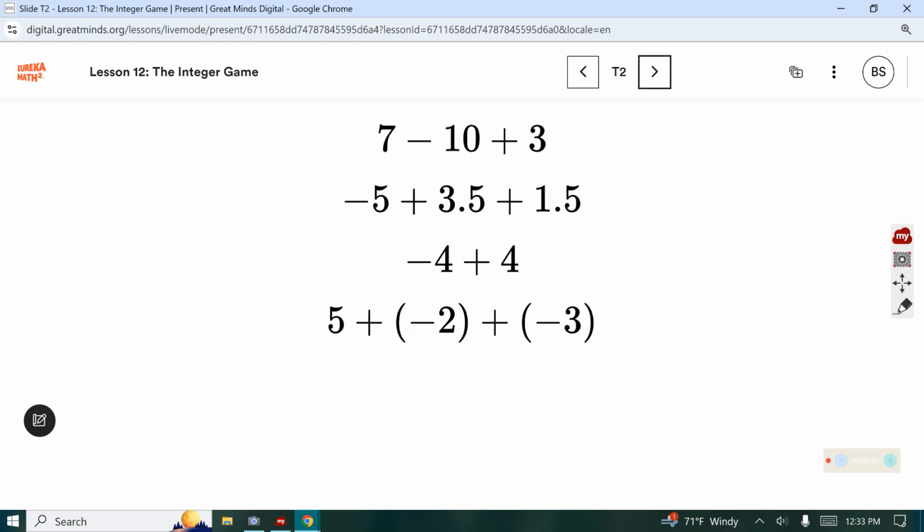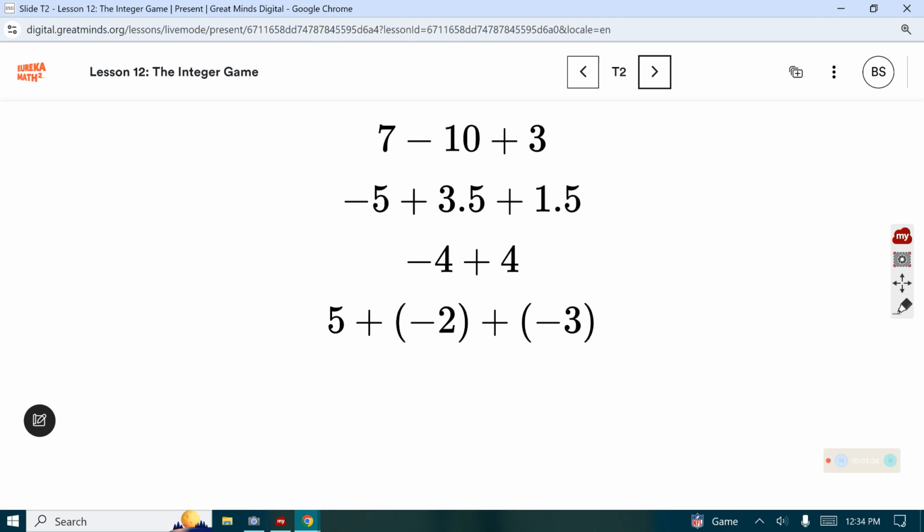In this slide, we're looking for which doesn't belong. I notice first that I have some decimals in the second one, and the rest of them don't have decimals. I also see that this one only has 2 addends, but the rest have 3. So that one might not belong.